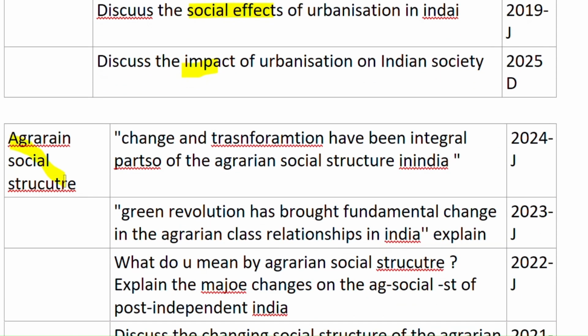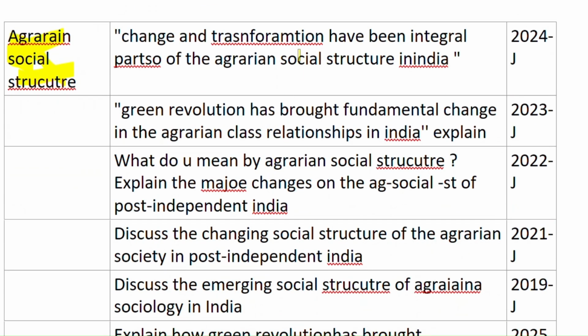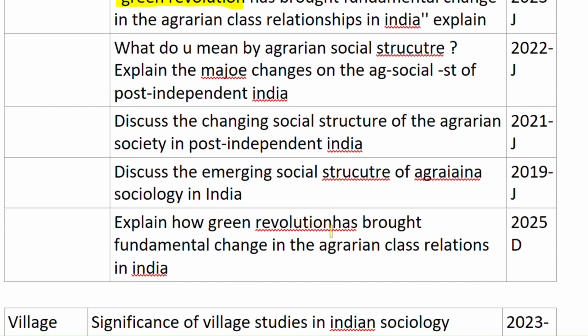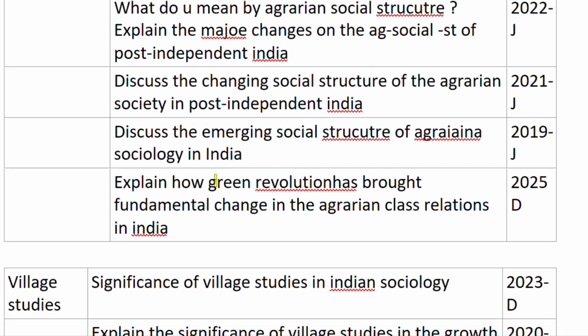Now agrarian social structure. Farmer and peasant movements we can also interlink with this topic. So what are the changes? Okay, the new social movements and all. How the green revolution impacted it, this is an important aspect. Even in December 2025 it was asked how the green revolution has brought fundamental changes. Okay, so basically the impact of the green revolution.